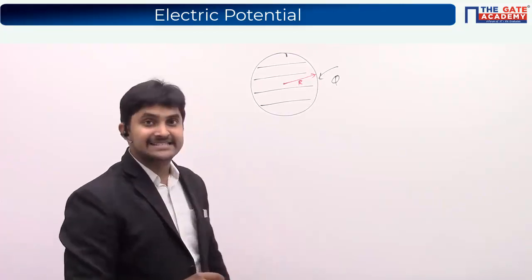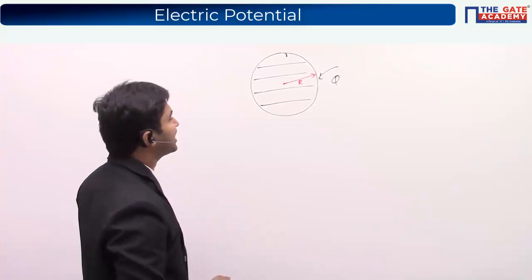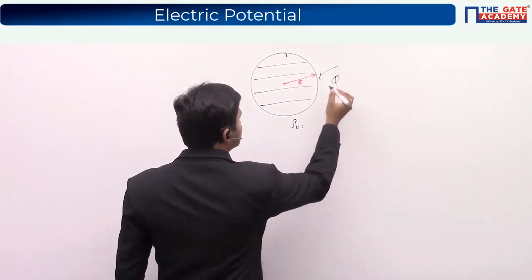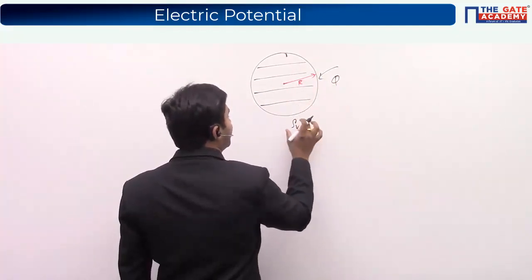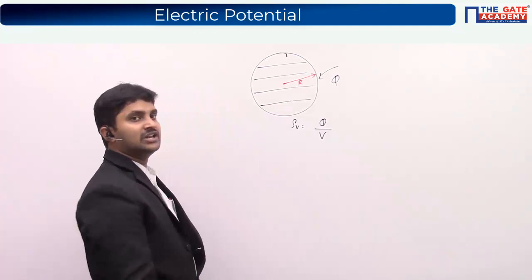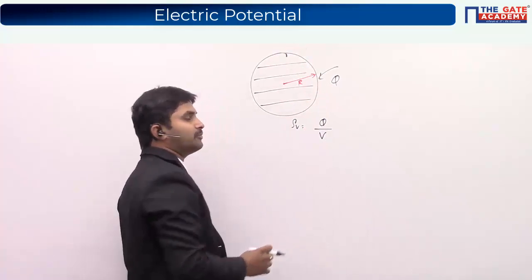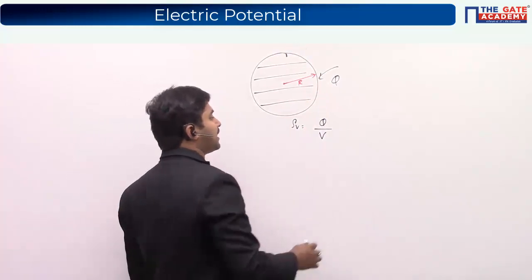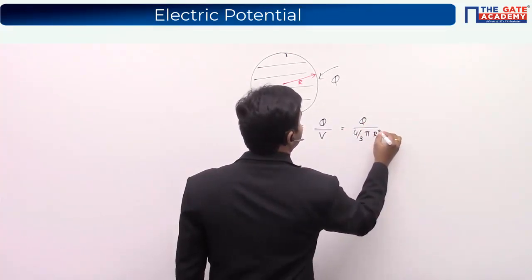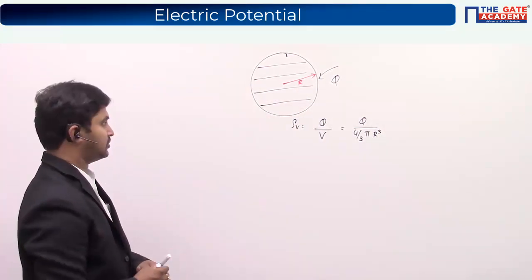What is given here is that the charge is uniformly distributed in the complete volume. Because it is uniformly distributed, I can consider rho v as an average value, the total charge divided by the total volume. We know the total volume of this sphere is 4 by 3 pi R cube. So rho v is Q divided by 4 by 3 pi R cube. So we are able to find the value of the volume charge density rho v.